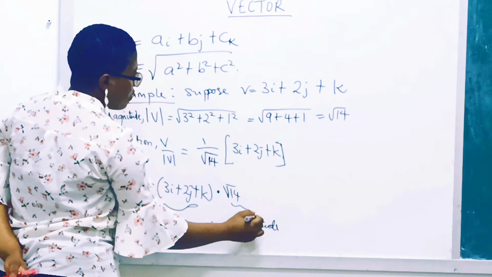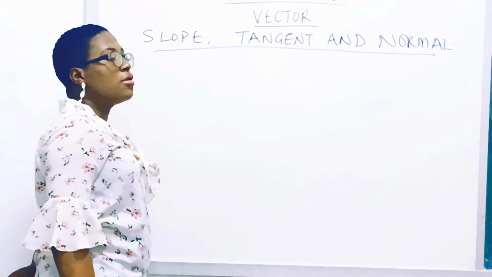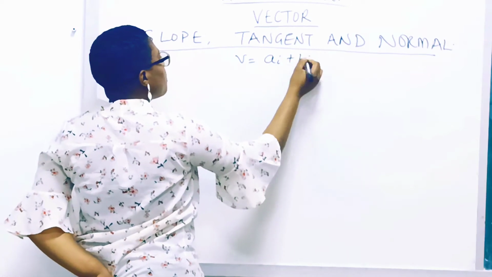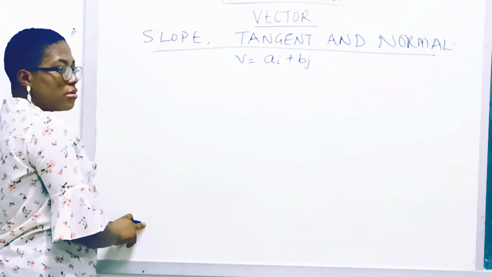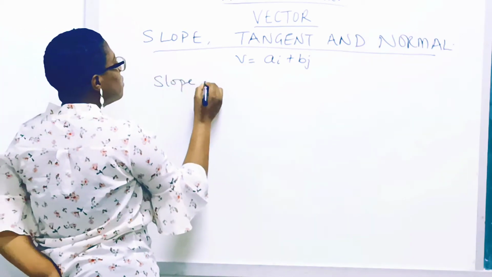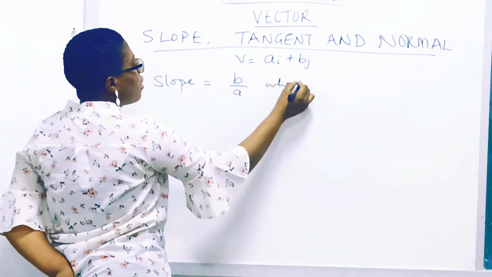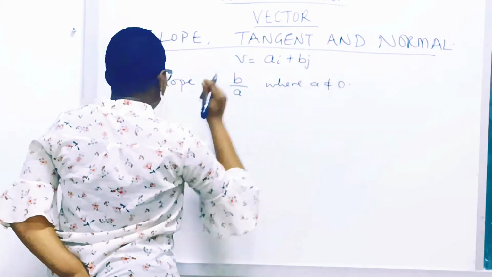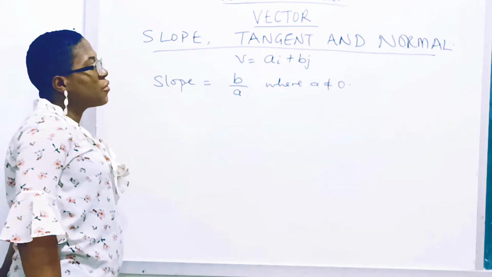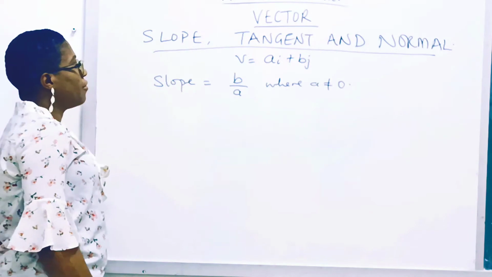Yes. Consider the slope, the tangent, and the normal of the vector. Let's be given generally a vector V equal to ai plus bj. If you are given this vector, the slope of this vector is b over a, where a is not zero. If a is zero, then the slope is undefined. So if this i coordinate vanishes, then the slope is undefined.